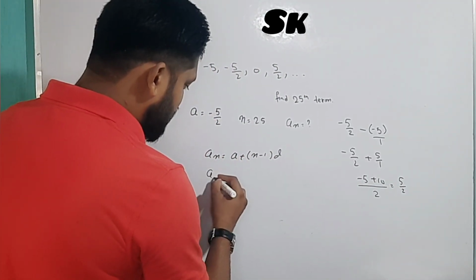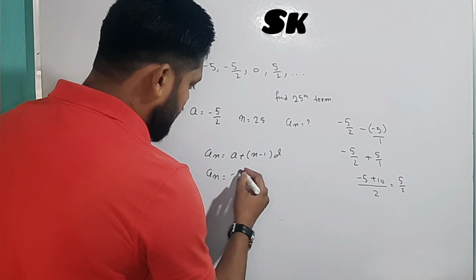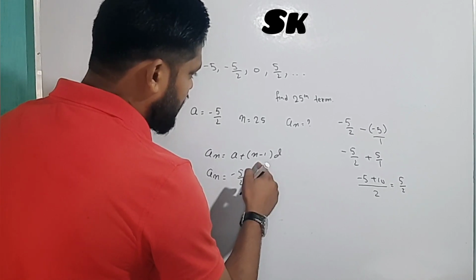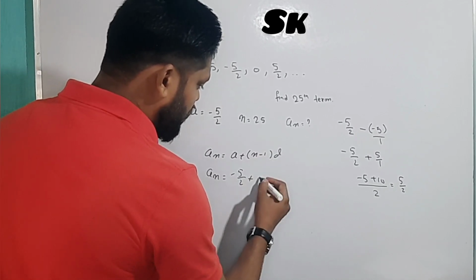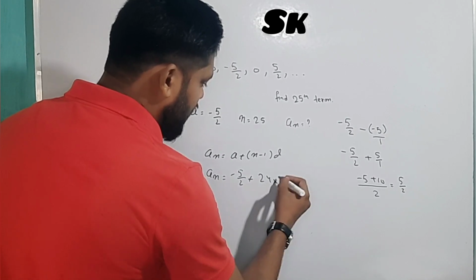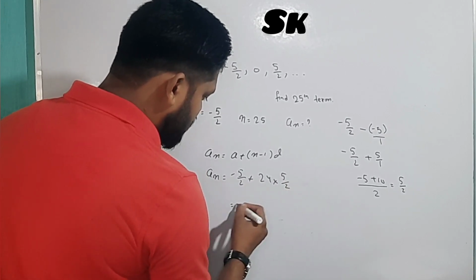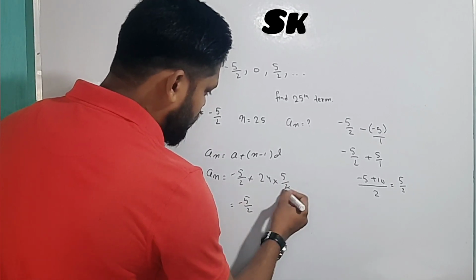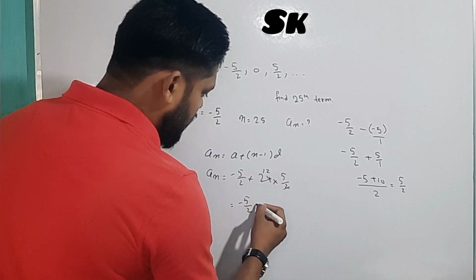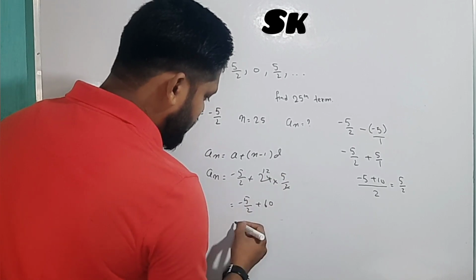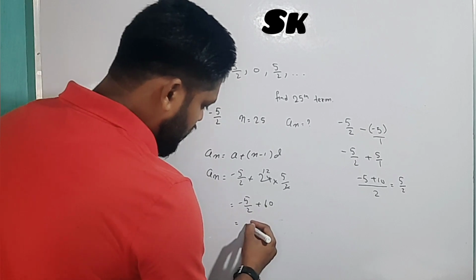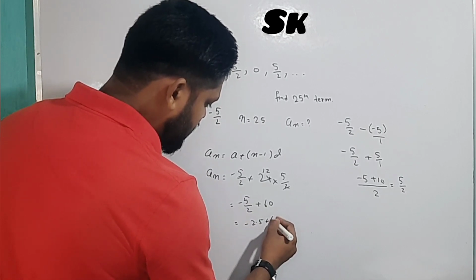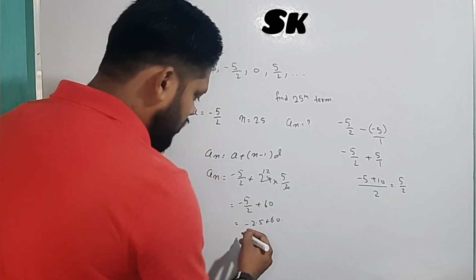Now place the values. A value is minus 5 by 2. N minus 1: n is 25, so 25 minus 1 is 24. Into 5 by 2. Now you solve this one. Minus 5 by 2, plus 2 twelves, okay, how much? Plus 60. So it will be minus 2.5 plus 60. I have divided. So how much will it be?